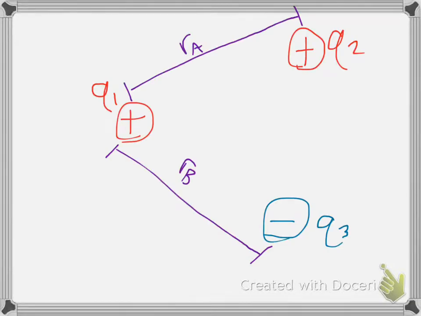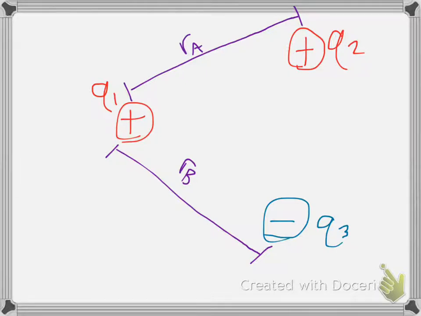So let's say I've got three charges out here, Q1, Q2, and Q3, and I want to know the net force on Q1. I also know the distance between Q1 and Q2 and the distance between Q1 and Q3. First and foremost, any interaction between 2 and 3 doesn't matter. It doesn't affect Q1, so I don't care about it.